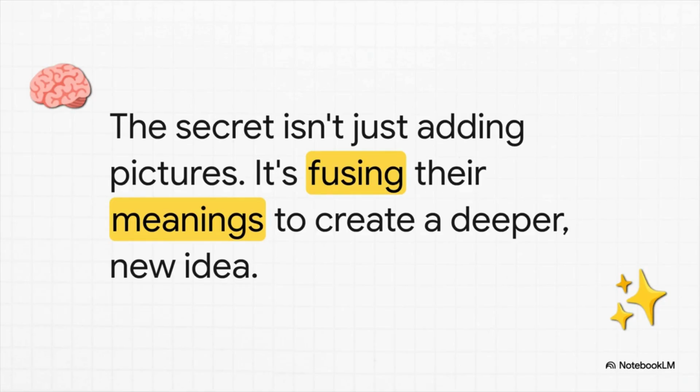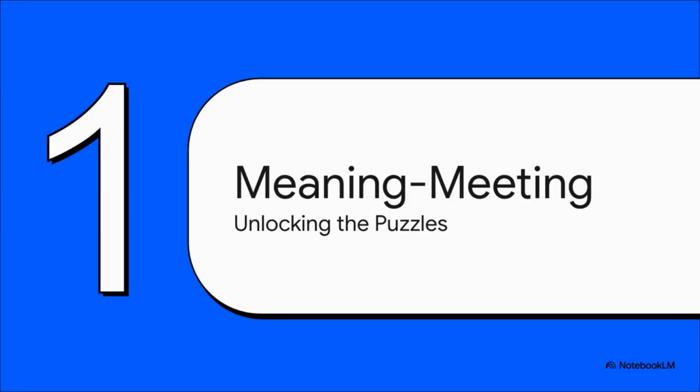See, the secret here isn't just about sticking two pictures next to each other. It's about fusing the ideas, the meanings behind them, to create something totally new and often a much deeper idea. This method basically turns these characters into tiny visual stories. Now, this awesome method actually has an official name, and it's the secret key we're going to be using today to unlock everything. It's called Huiyi. So let's break down exactly what that means and how it works.